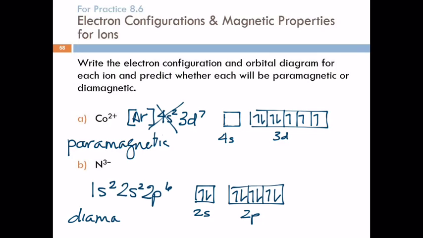Why don't you write the box for 1s2? That's a good question. Why didn't I write the box for 1s2? All of the core electrons will always be paired up. Okay. Yeah, they'll always be paired up. So we don't need to worry about them at all. Just looking at the valence shell. Okay?